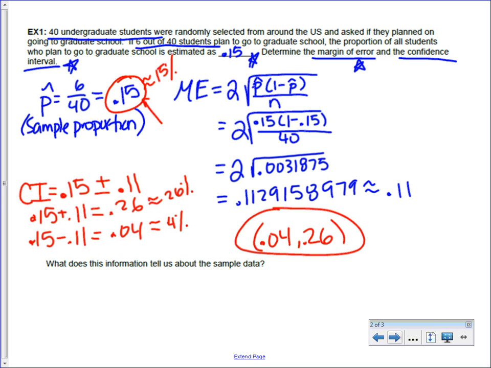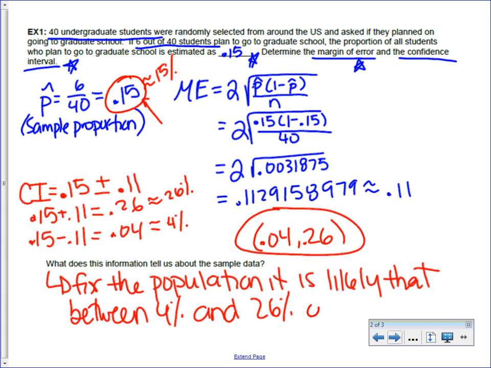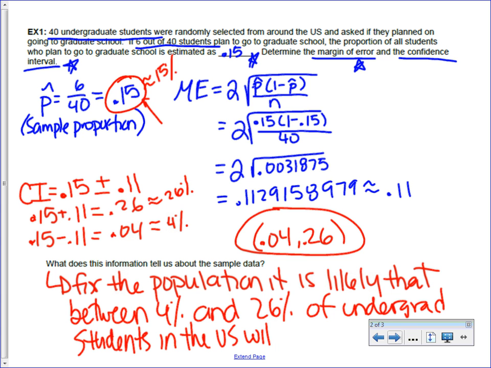So where it says, what does this information tell us about the sample data? What we can write is, for the population, it is likely that between 4% and 26% of undergrad students in the U.S. will go to grad school.